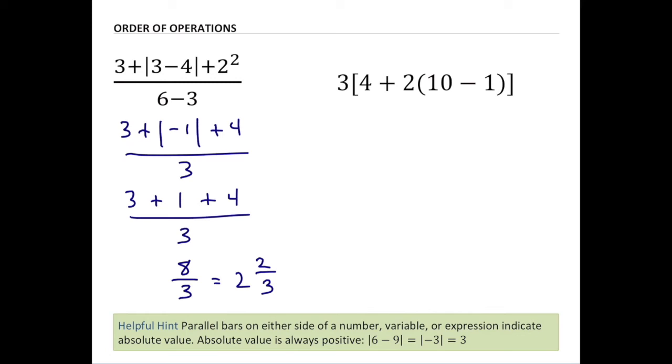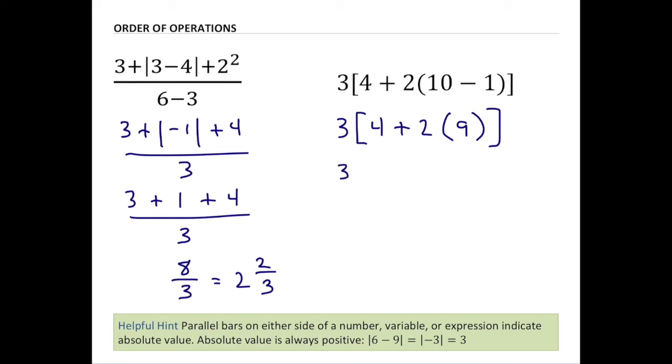Okay, next one, we have multiple grouping symbols. So in this case we have parentheses and a bracket. So we want to start at the very inside, so the parentheses on the inside is where we want to start. So we're going to do the 10 minus 1 first. So we have 3 bracket 4 plus 2 times 9 and a bracket. Okay, and we're going to keep going on the inside of that bracket now.